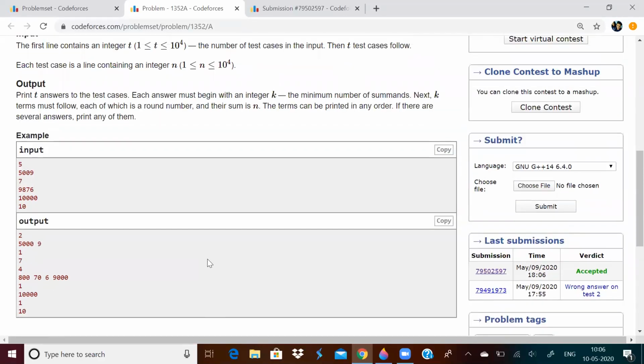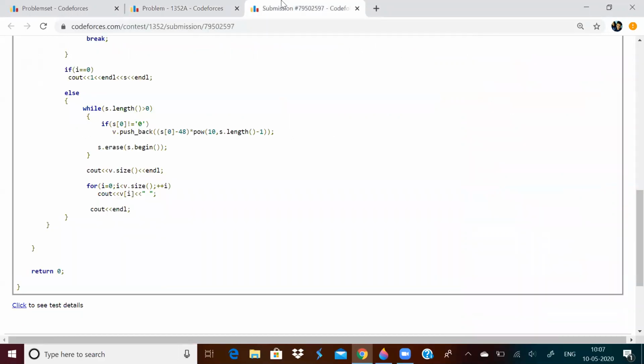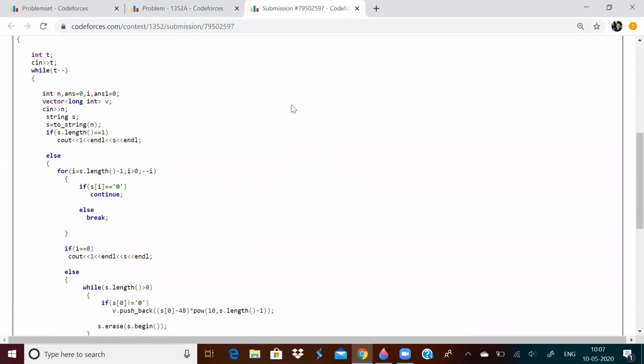So there are many ways to do this problem. One of the easiest ways is to check the power of 10 which is just greater than the number, and the highest power of 10 which is less than the number. For example, for 5009, the highest power of 10 less than that is 1000. So you take that and keep dividing, and you can get the answer like that also. You can put it in a while loop. Actually, I used a string. Let us look at my code, what I did.